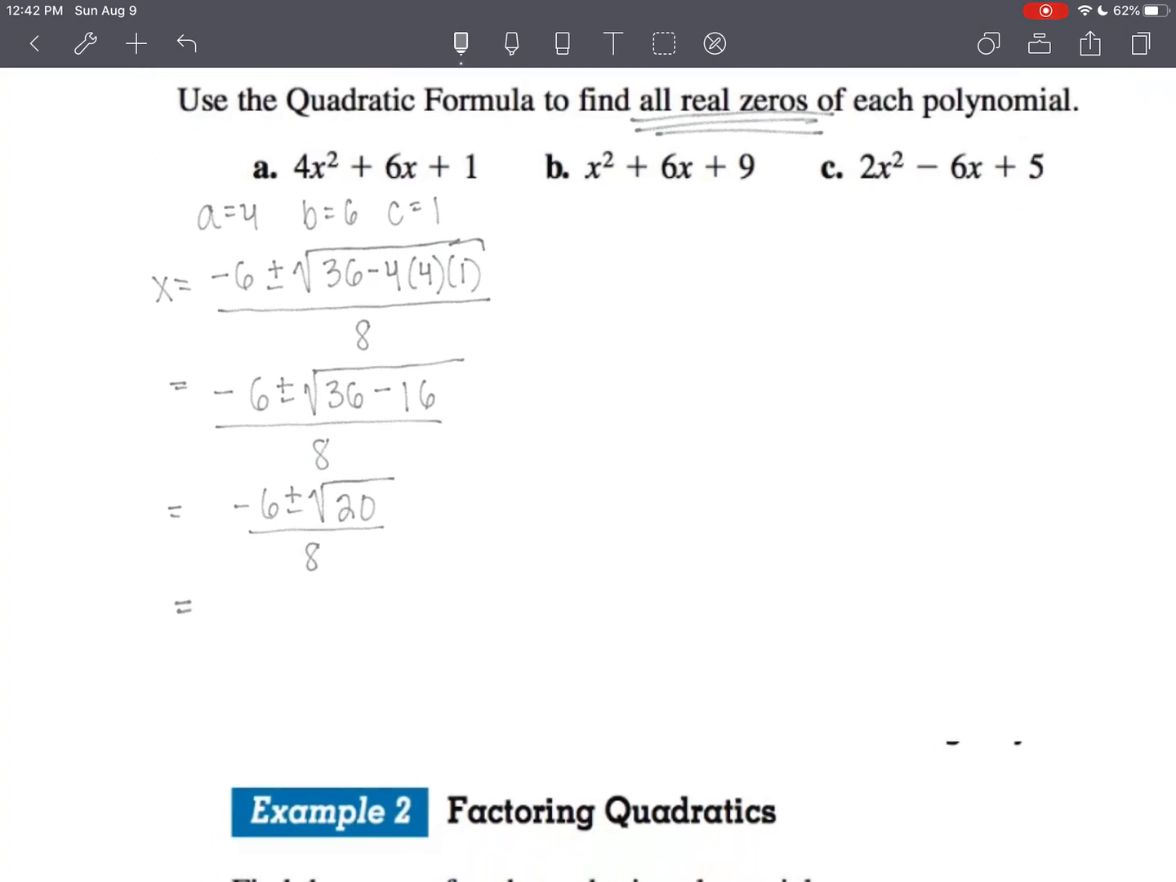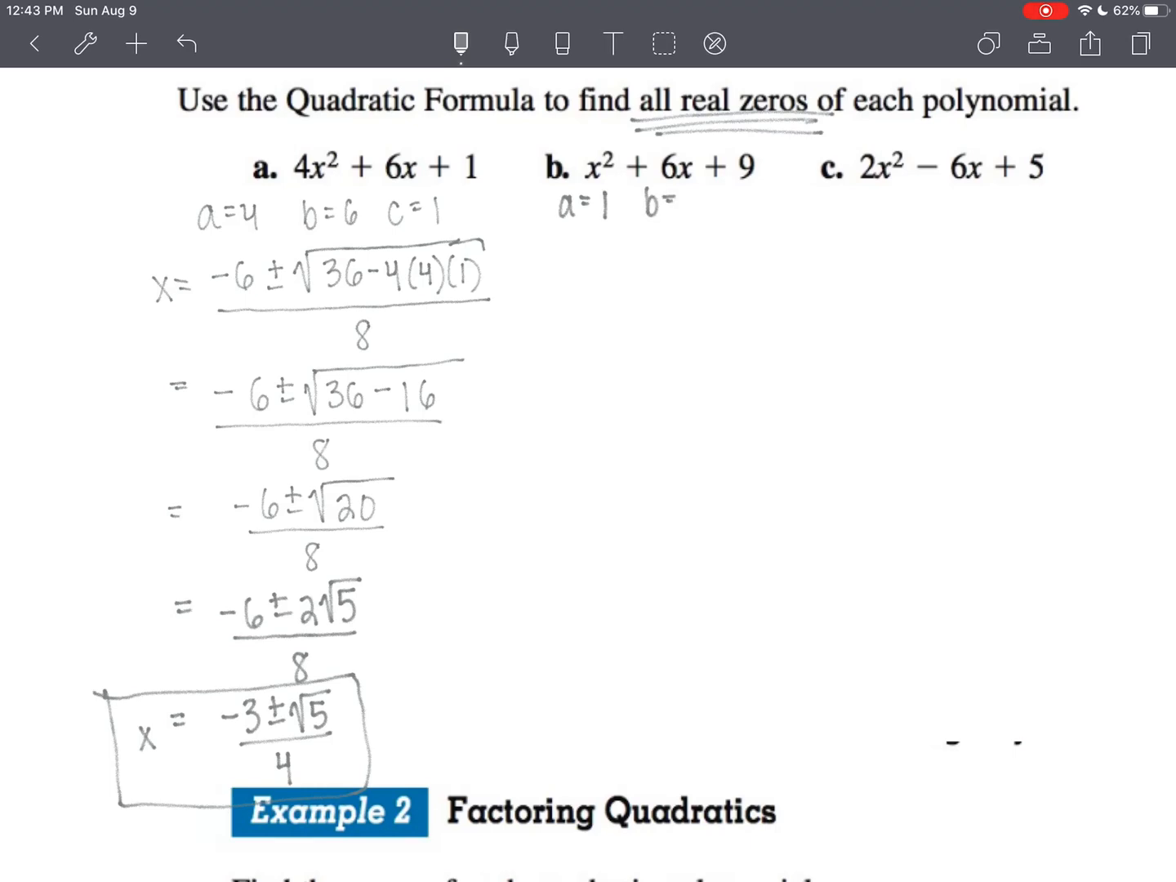Okay, so negative 6 plus or minus 2 times the square root of 5 all over 8. And then what goes into negative 6, 2 and 8? That would be a 2. So negative 3 plus or minus the square root of 5 all over 4. So there's two answers there. Negative 3 plus the square root of 5 all over 4, and negative 3 minus the square root of 5 all over 4. Okay, let's try another one again.